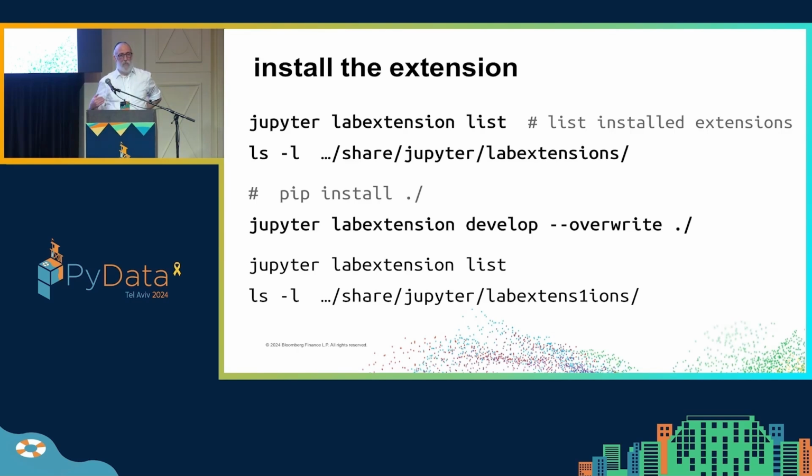And now that it's built, we need to install our extension. Before we install it, we can run Jupyter's labextension command with a subcommand of list to list the extensions that are already installed. It will also tell us where it's installed, and we can ls that directory and see it. Then we would install it. We could install it with pip install. The problem with this is if we use pip install, then every time we make a code change, we have to reinstall it again. So instead, we're going to install it with labextension develop. The --overwrite flag means anything that's already installed gets overwritten. And that way, every time we make a code change, we won't have to reinstall it. Then we'll run the list again to see it.